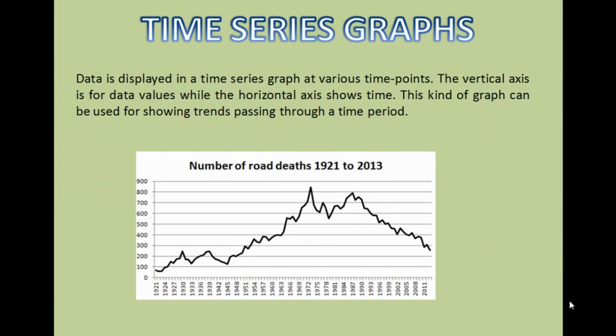The next one is the time series graph. The data is displayed in the time series graphs at various time points. The vertical axis is for the data values and the horizontal axis shows the time. This type of graph can be used for showing the various trends through the various time periods. For example, the number of road deaths from 1921 to 2013. It shows there was an increase in number, then there was a downfall from 1939 to 1945, then a further increase. So this is basically showing the number of deaths on the road at various time periods from 1921 to 2013.